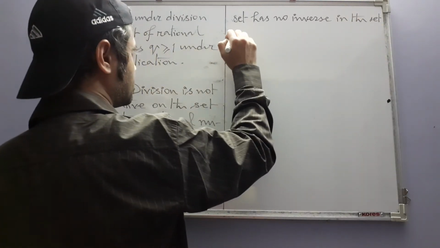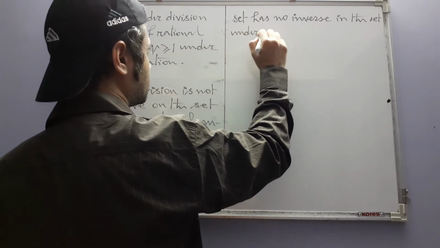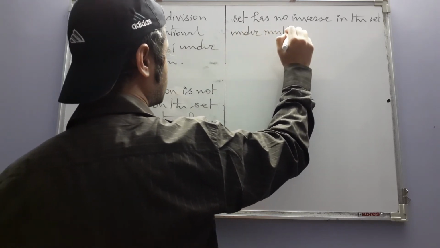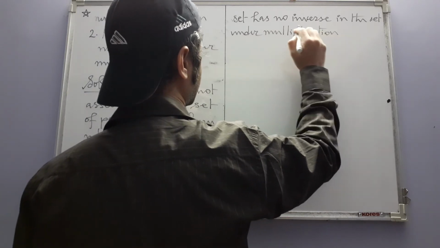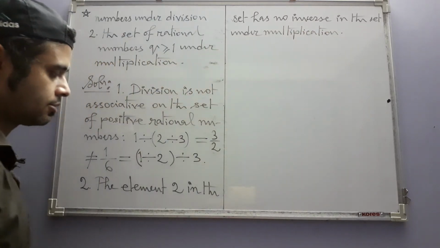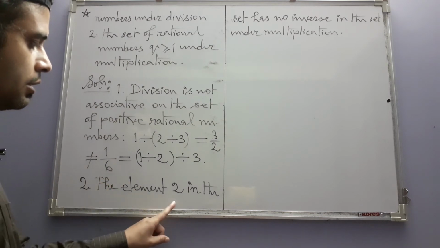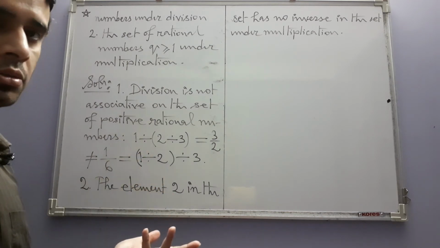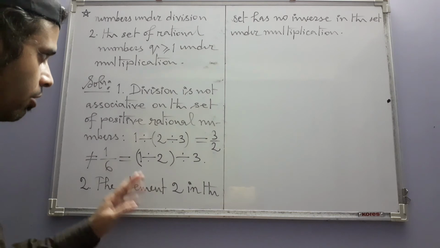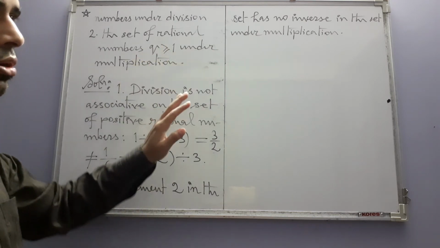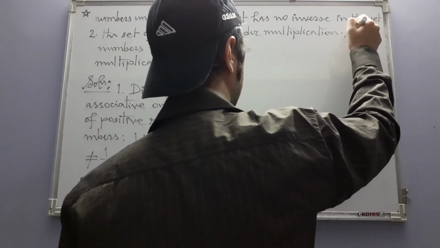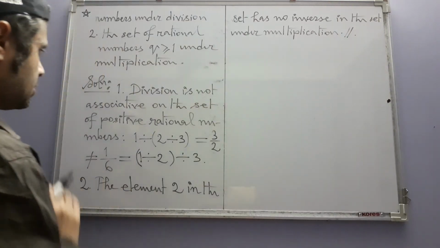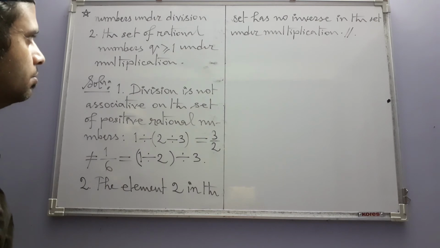Now, inverse in the set under multiplication. And why is that so? Because under multiplication its inverse is 1 over 2, and 1 over 2 is not in the given set. 1 over 2 is not greater than or equal to 1. So because of these reasons, none of the given systems is a group.